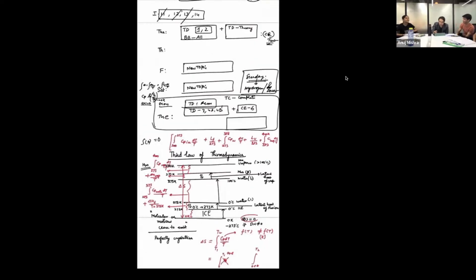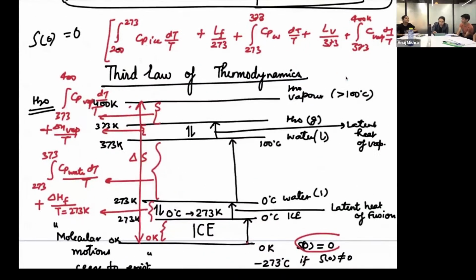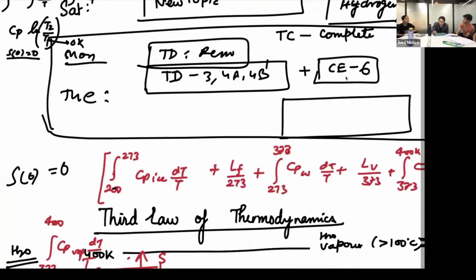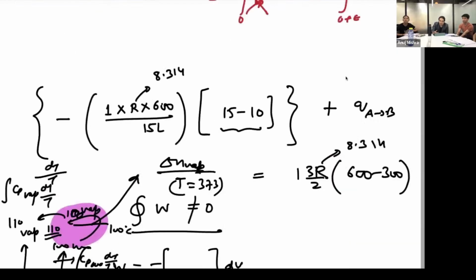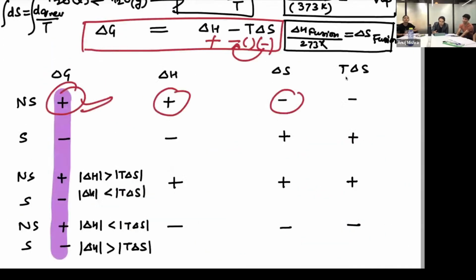I missed the half bond enthalpy. For calculations you should get it. It's half of bond enthalpy. I just wrote bond. You don't have to calculate it, but you need to write half.